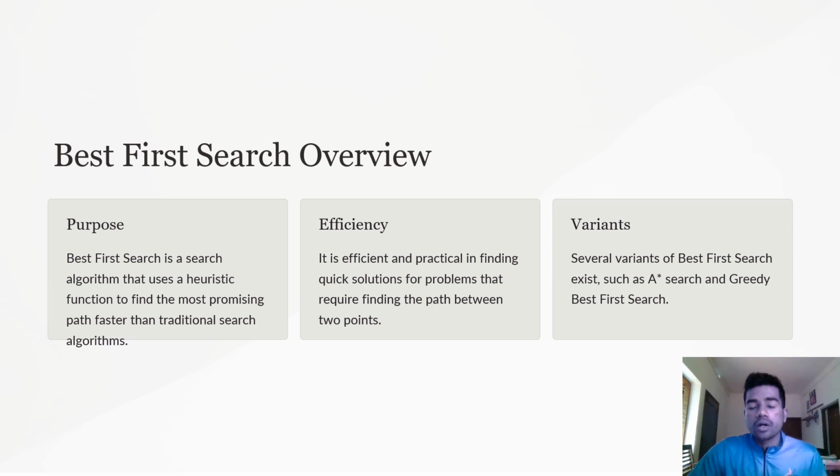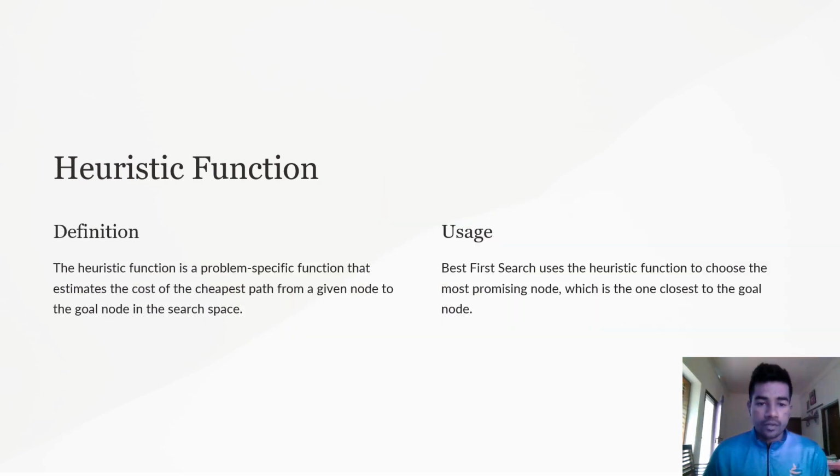Its variants: several variants of best first search exist, such as A star search and greedy best first search. And as I mentioned earlier, a heuristic function is a problem-specific function that estimates the cost of the cheapest path from a given node to the goal node in a search space. That's the main thing we can learn from using a heuristic function.